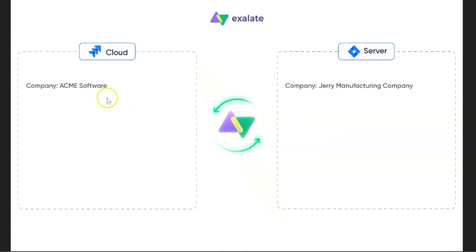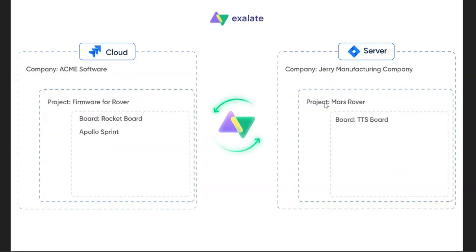How we've set this up is that the Acme software company is using a Jira Cloud instance, whereas Jerry Manufacturing is using a Jira Server instance. They've got their own projects and boards set up completely independently. The Rocket board resides on the cloud side and the TTS board is on the server side.